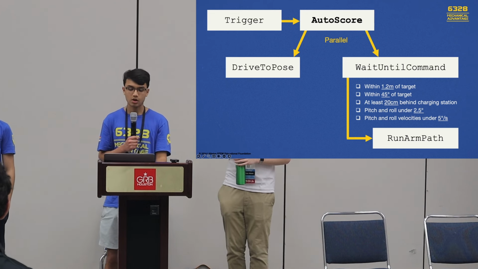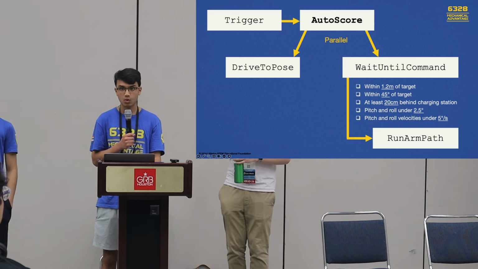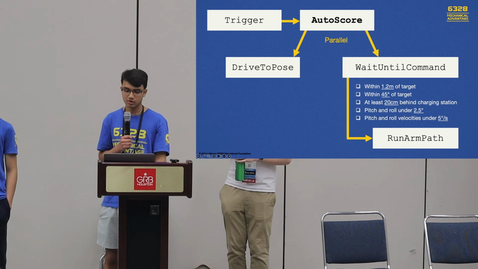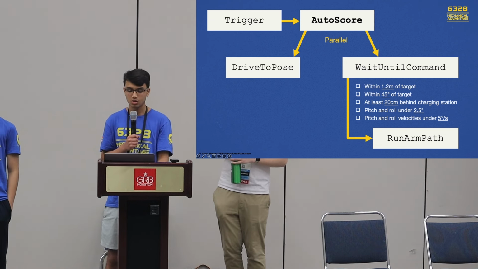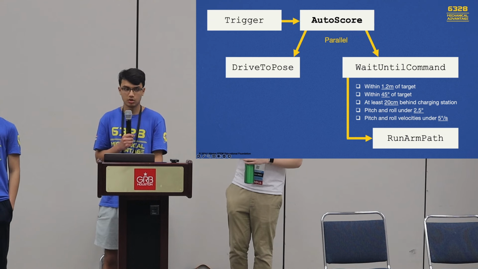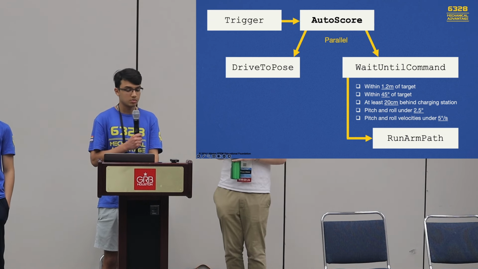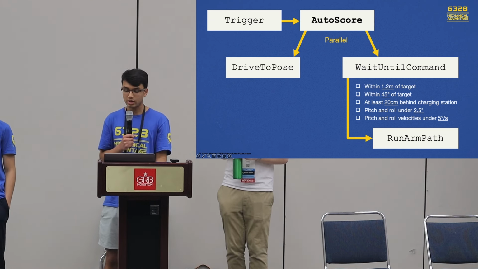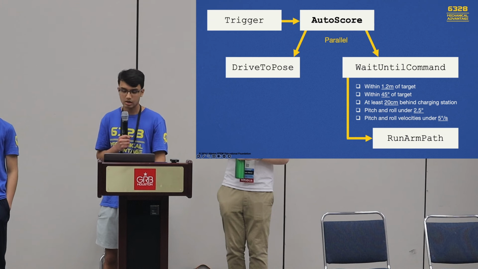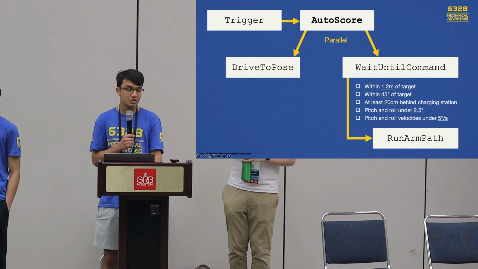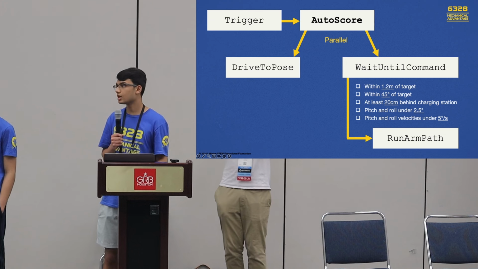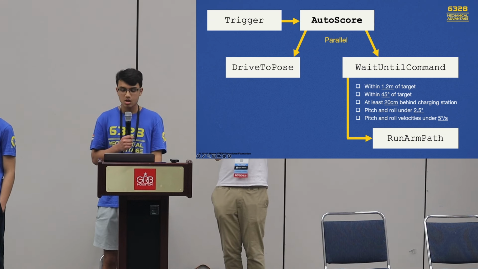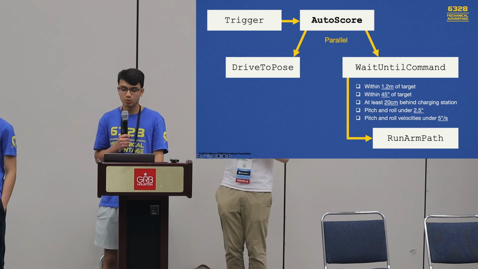These conditions are that the robot needs to be within 1.2 meters and 45 degrees of the target, 20 centimeters behind the charging station. We don't want to raise the arm in the middle of the field. The pitch and roll need to be under 2.5 degrees, and pitch and roll velocities need to be under 5 degrees per second. Autoscoring can take some hard turns, and we don't want to do anything that can make us tip while we're extending the arm. So perhaps one of these conditions wasn't met, but which one?